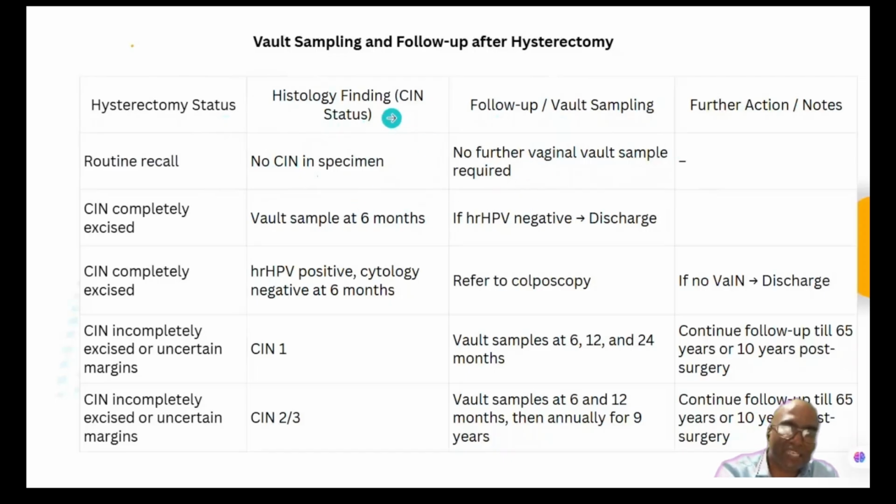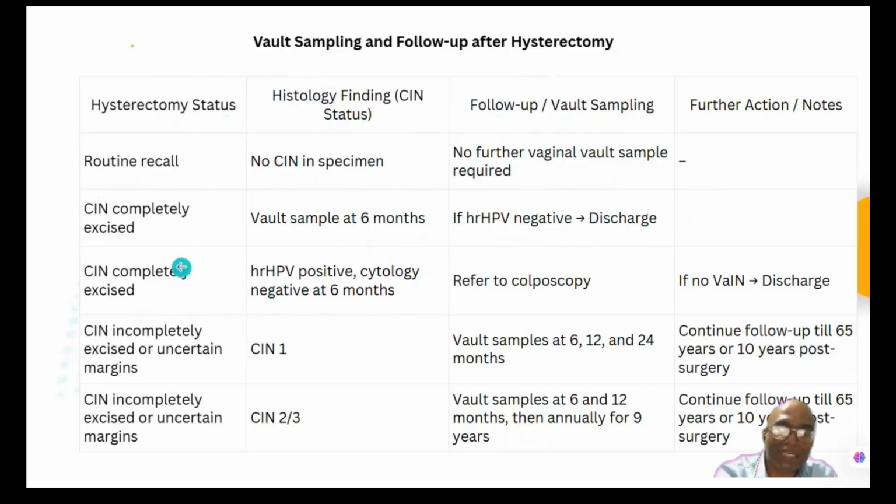Okay, now you have done the hysterectomy, but the specimen shows a CIN which is completely excised. So there was a CIN, but it is excised completely. Then what will you do? You will repeat the vault sample at 6 months. If it is negative, then she will be discharged. So it depends upon the histopathology. You have done the hysterectomy, and there is a CIN in the histopathology, but it is completely excised. Then obviously test of cure at the end of 6 months. If the test of cure is negative, she will not require further follow-up, she will be discharged. So the option will be discharge from the follow-up.